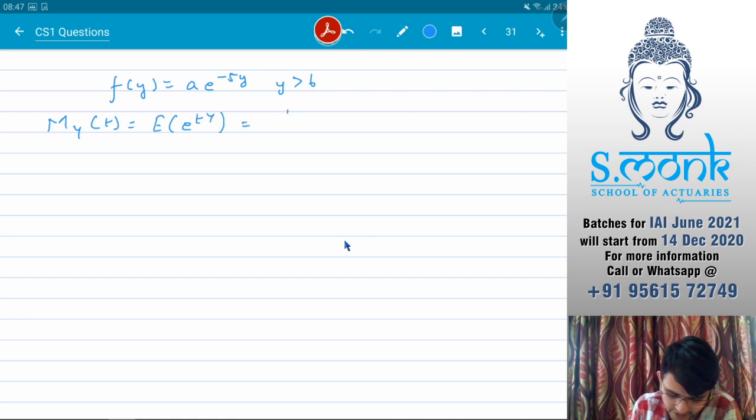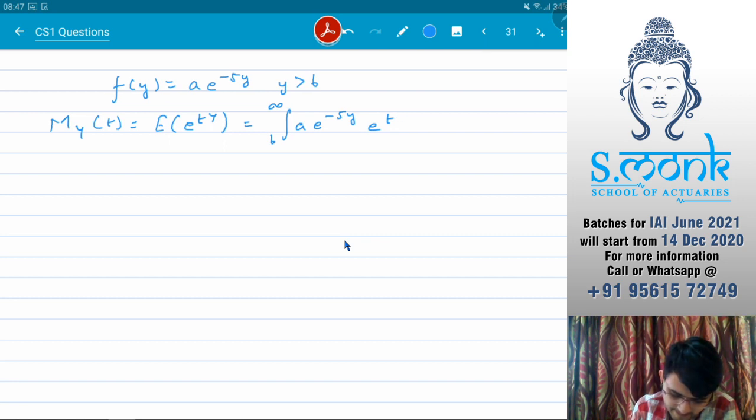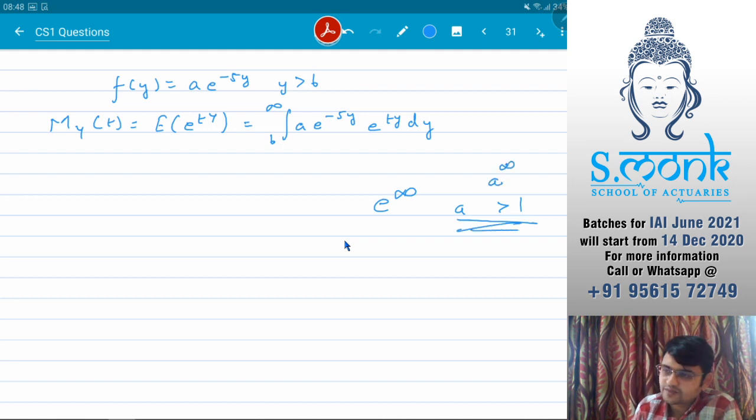That would be integration from b to infinity. We will have our a e raised to minus 5y e raised to ty dy. Whenever you have infinite in your limits, you should know that your value will be infinite if you have e raised to positive infinity, or anything raised to positive infinity will be nothing but infinite if a is greater than 1. If a is greater than 1, then a raised to infinity becomes nothing but infinity.